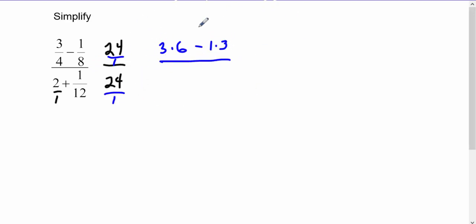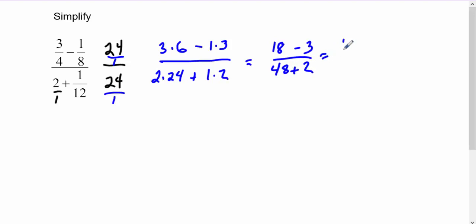I'm doing this slower to show you guys how to get the answer. 24 over 1 is 24 times 2, so I've got 2 times 24. And then here I have 24 over 12, which is 2, and that's basically 1 times 2. So then I clean this up a little bit. I've got 18 minus 3 over 48 plus 2, or 15 over 50. After doing that, 5 goes into those, 3 times here, 10 times here, and I'm done.